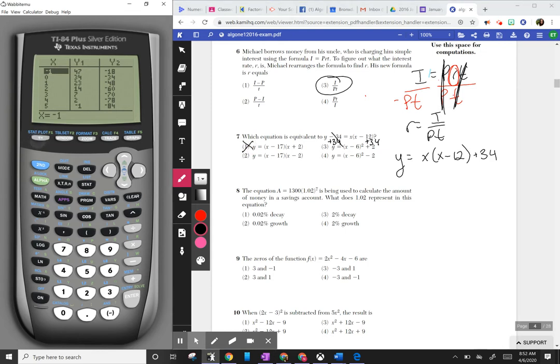Go back to y equals. Now we got x minus 17 and x minus 2. So I'm just going to go ahead and change that sign to a minus and press second graph. Those tables are also not equivalent, so it can't be 2. And now I'm going to put option 3 in, which is pretty different. So parenthesis x minus 6 squared plus 2, second graph. Those tables are also not equivalent.